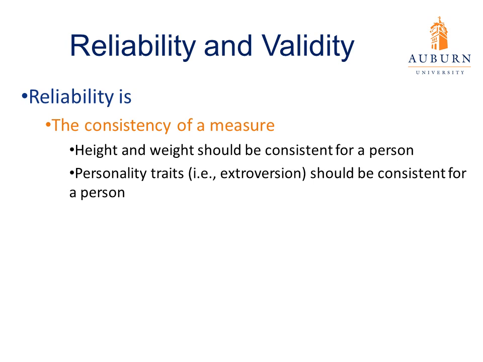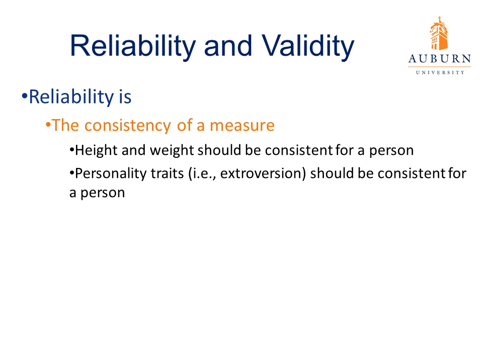So let's go ahead and talk about each of these two terms. Now, when we say that a variable is reliable, what we're saying is that the data we collect, the numbers, are consistent. They don't change much. And so reliability is the consistency of a measure. For example, height and weight should be fairly consistent for a person. Someone's height and weight shouldn't change too much from time to time. Something else that might be fairly consistent is personality traits. Someone who's extroverted is going to be extroverted most of the time, and so we would call that consistent. And so personality traits should also be consistent for a person.